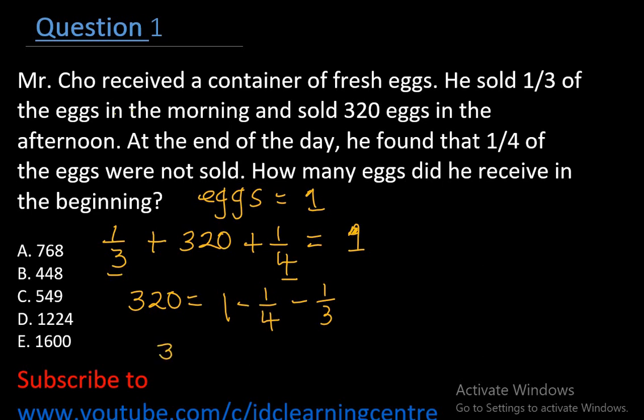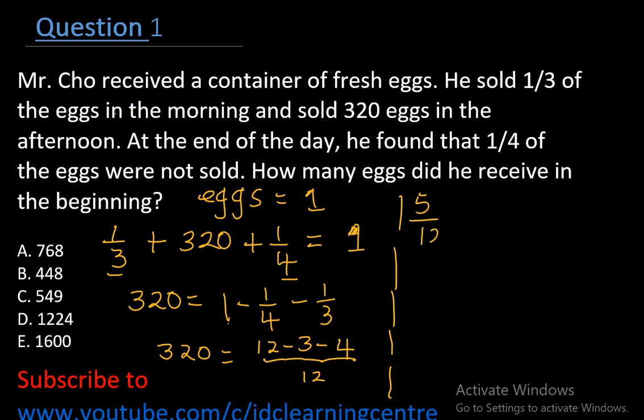Okay, so 320 equals, looking at the right hand side now, the LCM of 4 and 3 is 12. 1 into 12 is 12. 4 into 12 is 3, 3 times 1 is 3. 3 into 12 is 4, 4 times 1 is 4. Alright? So let's complete this fraction. 12 minus 3 is 9. 9 minus 4 will give me 5/12 is equal to 320.